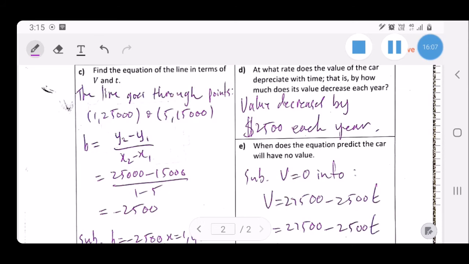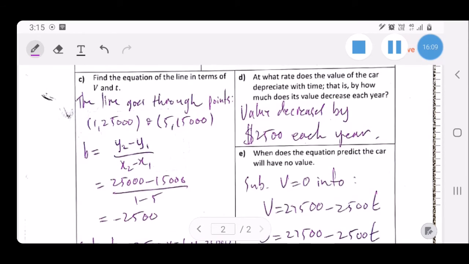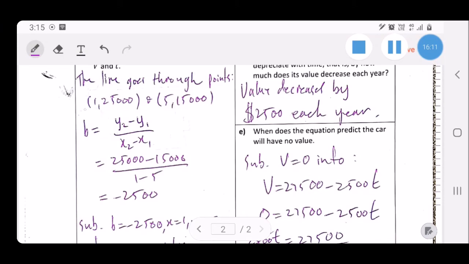Now, in order to find the gradient, I need 2 points on the line, okay? And I've chosen these 2 points here that we've already dealt with: 1, 25,000 and 5, 15,000. There's nothing particularly special about these points. Any 2 points whose values you can be sure of, if those 2 points are on the line, then you can use those 2 points to find the gradient, okay?